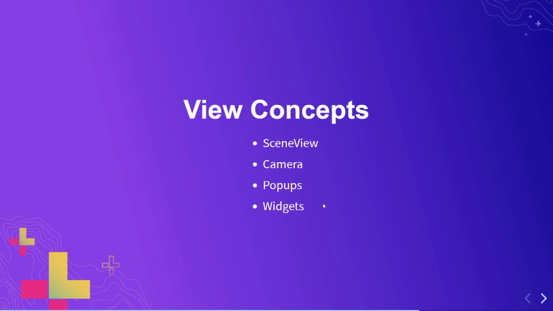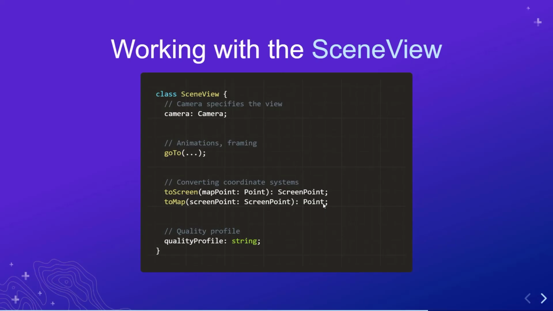So now we transition into the viewing. That is how we can explore our data in 3D. I would quickly like to talk about cameras, pop-ups, and widgets in this section. So the scene view has many interesting properties that can be used to interact with your data. Amongst them are the aforementioned camera and navigation instructions like go to, interactive elements like map to screen conversions, and vice versa.